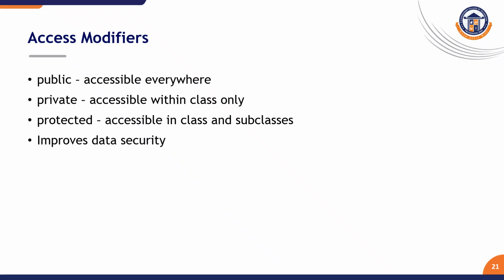Access modifiers: public, private, and protected. Public means it is accessible everywhere. Private means it is accessible within the class only. Protected means accessible in the class and subclasses. It is mainly used to improve data security.